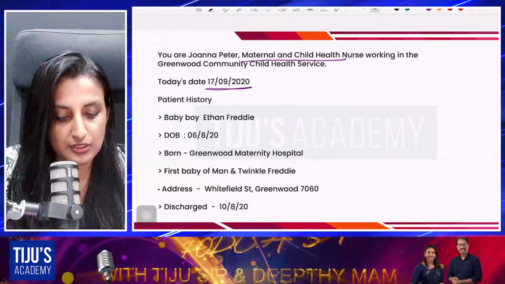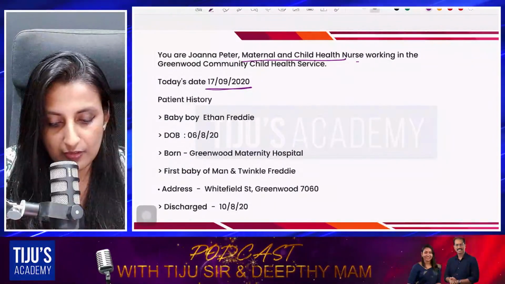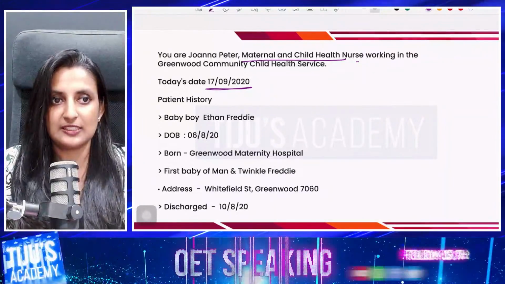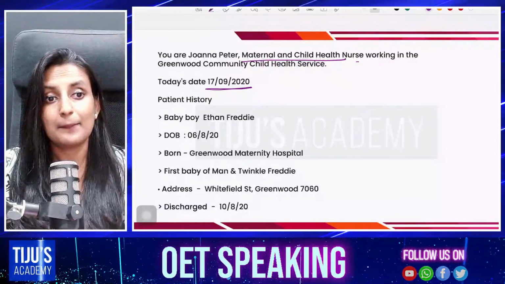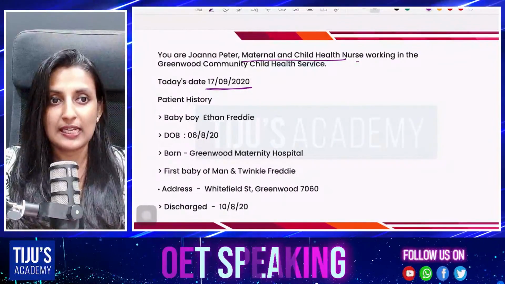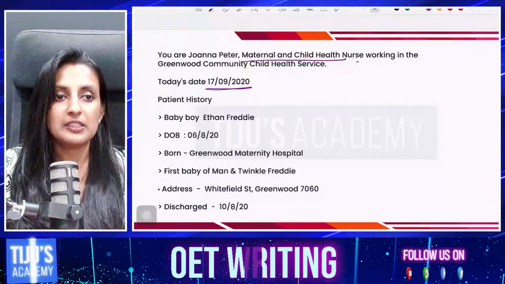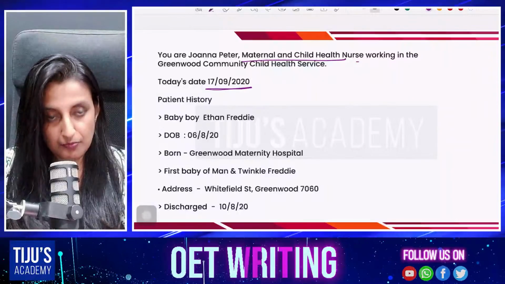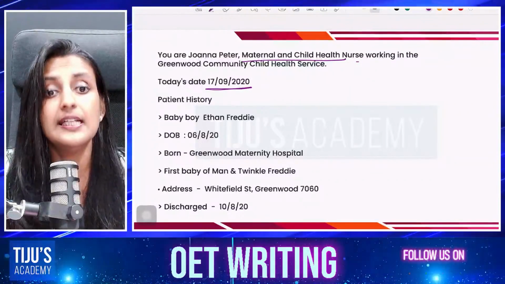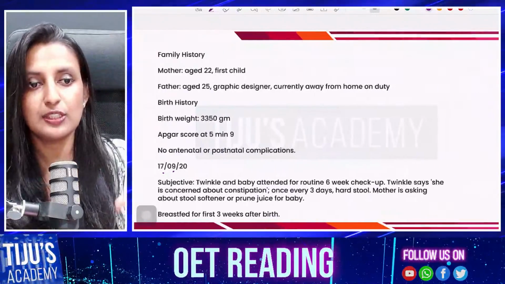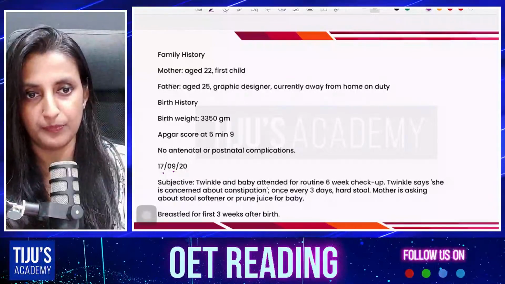And where the patient is approaching us, we are in a community child health service. So the patient is approaching us in a community health service. The name of the writer is maternal and child health nurse. So let's see what happened on September.